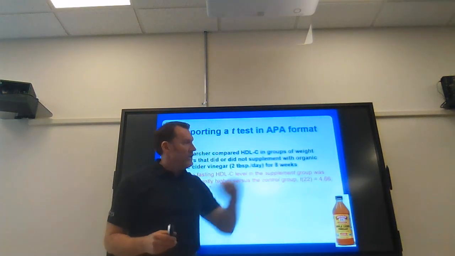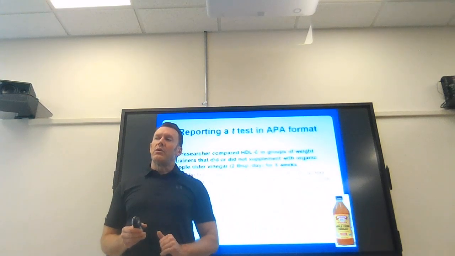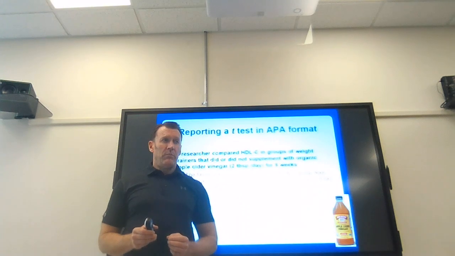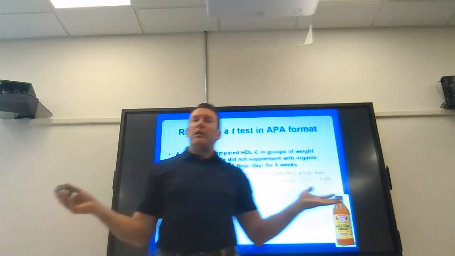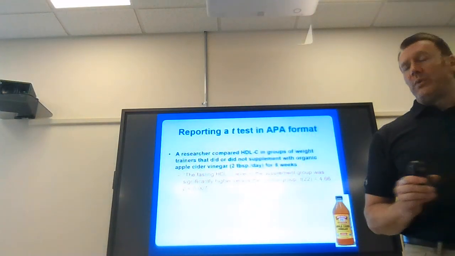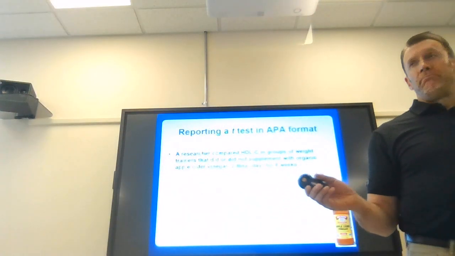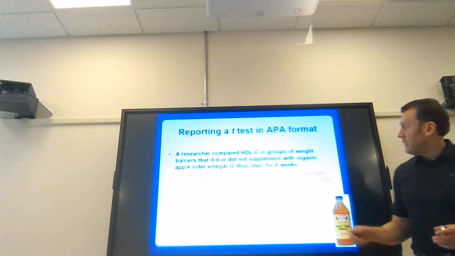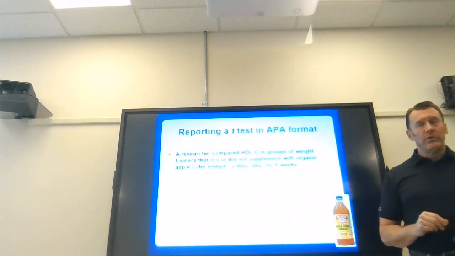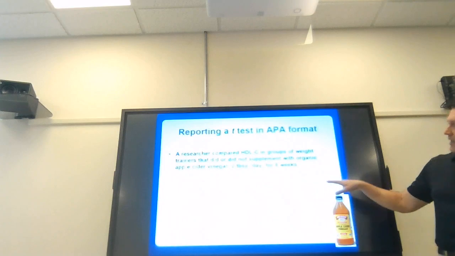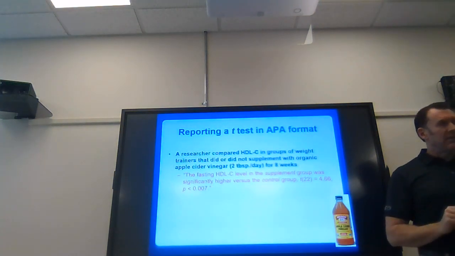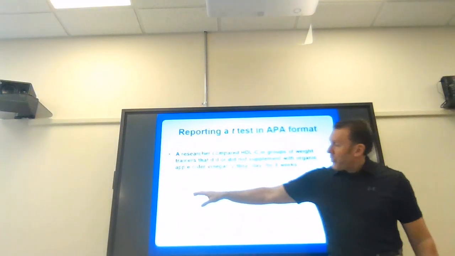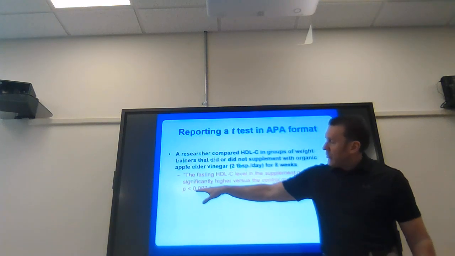So t(22) in parentheses. So 22 is the degrees of freedom. Knowing that, how many people did we have in each group? 12. Yeah, so 12 plus 12 is 24, minus 2 gives you your degrees of freedom of 22. So your t-statistic of 4.66 exceeded whatever critical value there was for t, with a probability level of p less than 0.007.